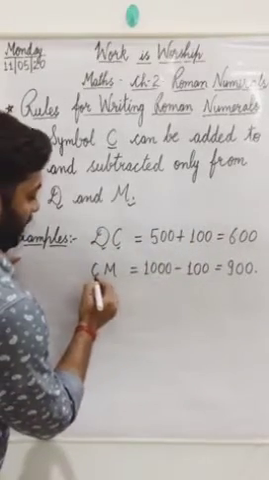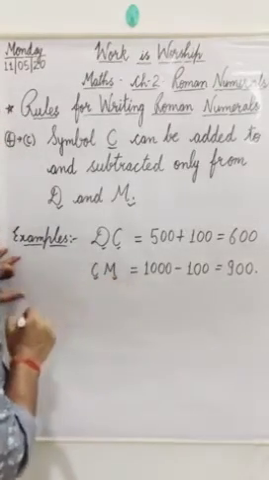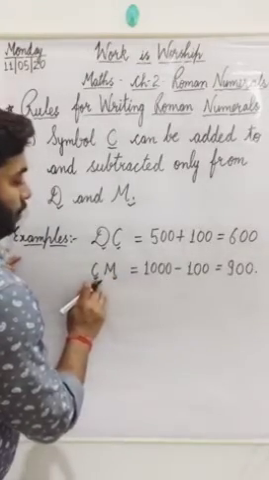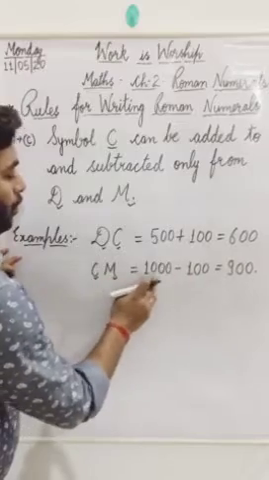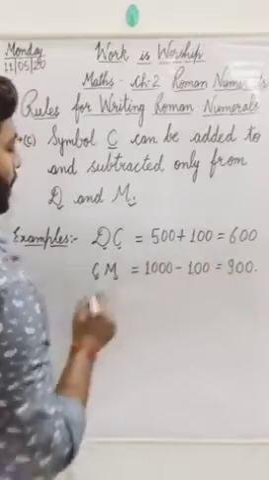And here is C and M. C is smaller value and M is greater value. So C denotes 100 and M denotes 1000. So 1000 minus 100 is equal to 900.